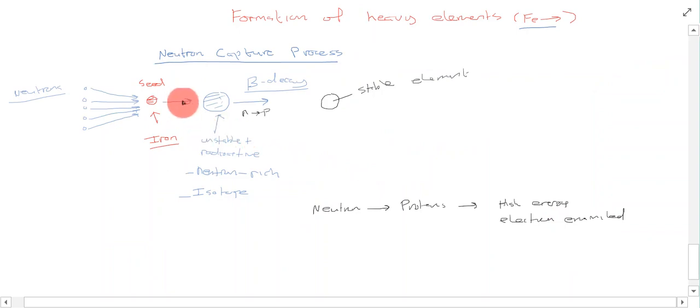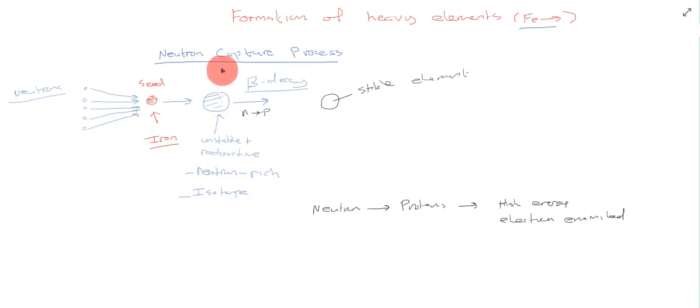And like this here, it just depends on how many neutrons this iron seed nuclei picks up at the start, and that will indicate the type of element that it will end up being. So this process is what's known as the neutron capture process. And this goes on, and you get these stable, heavier elements formed, heavier than iron.